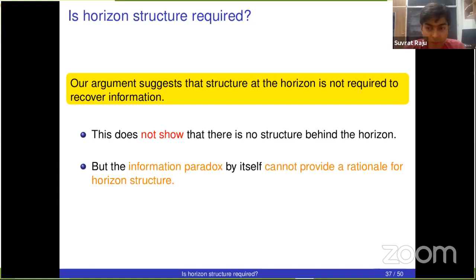Okay, so to summarize this part, I believe that this argument shows that the structured horizon is not required to recover information, because you can argue that the information is always outside. And so just demanding unitarity, or demanding that the information comes out, you cannot use that to argue that there's a structured horizon. I should emphasize that the argument I gave does not prove that there is no structure behind the horizon, because I didn't have a construction of operators behind the horizon, and I didn't have some way of computing correlators of operators behind and in front of the horizon. But I think a more limited result is that the information paradox by itself cannot provide a rationale for horizon structure. And that's the claim I'd like to make about this part.